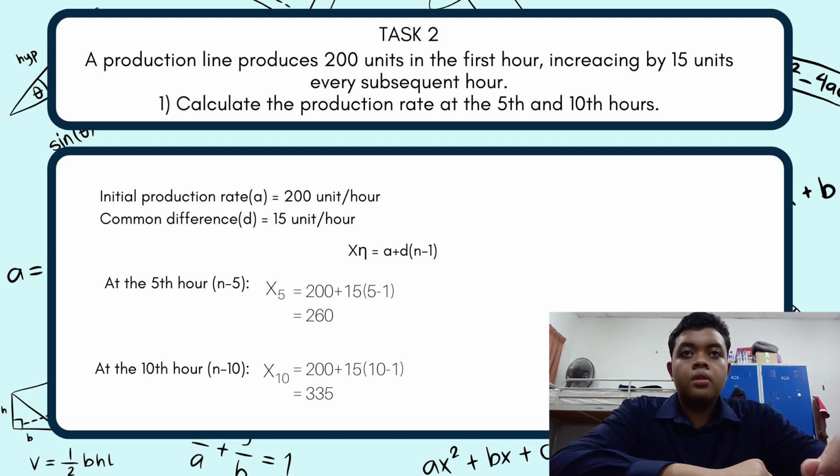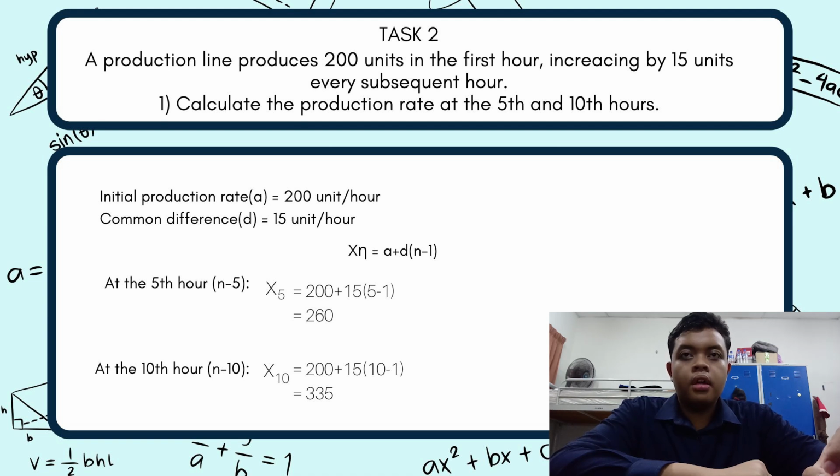So basically we already know based on the question that the initial production rate is A equals 200 units per hour, while the common difference D equals 15 units per hour. They also give n as 5, the 5th, and the 10th. So we use it and transfer it into the formula, that is xn equal to A plus D times n minus 1.